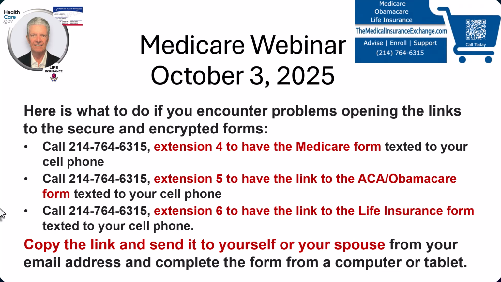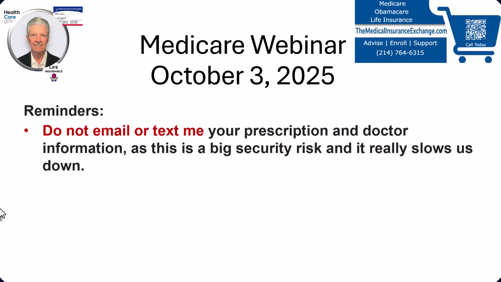You can call extension 4 and have the Medicare form texted to you, or extension 5 and have the Obamacare form texted to your cell phone, or finally extension 6 to have the link for the life insurance form texted to you. And then what you want to do is copy that link and send it to yourself or your spouse from your email to your email address, and complete the form from a computer or laptop. It's difficult to do from a phone, and especially an iPhone.